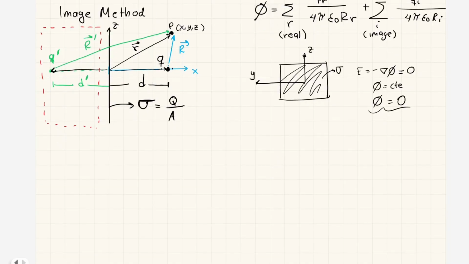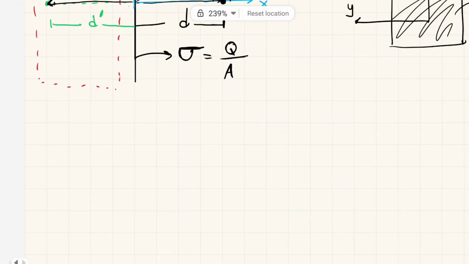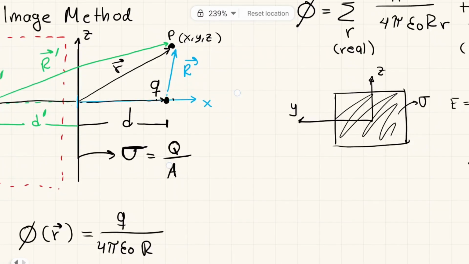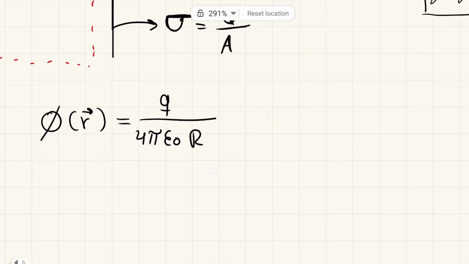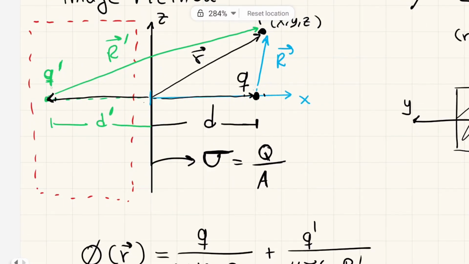Okay, perfect. So if we notice this equation, we know that we need to sum every contribution to the electric potential for every charge. So the electric potential at the point P is going to be equal to the electric potential due to the first charge, Q over 4 pi epsilon 0 R. Remember that R is the vector that points from the charge Q to the point where we want to measure the electric potential, plus Q prime over 4 pi epsilon 0 R prime, where R prime is again the vector that points from Q prime to P.